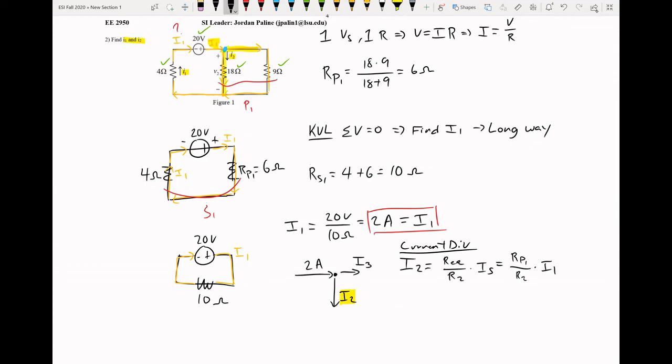Okay, so this will be equal to our parallel 1, which we already found up here. So this will be 6 ohms over R2, which is 18 ohms, and then I1 is 2 amps. Okay, and this will give us a value of 0.67 amps for I2.